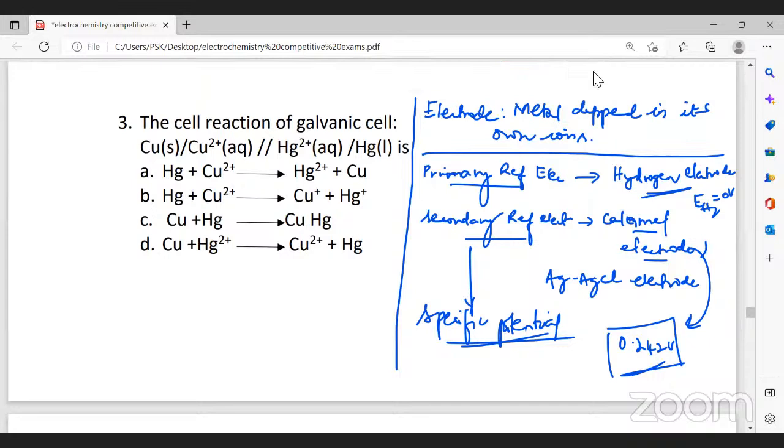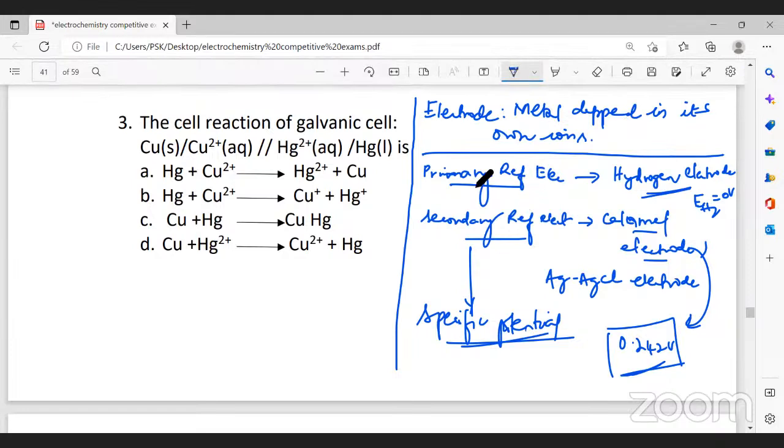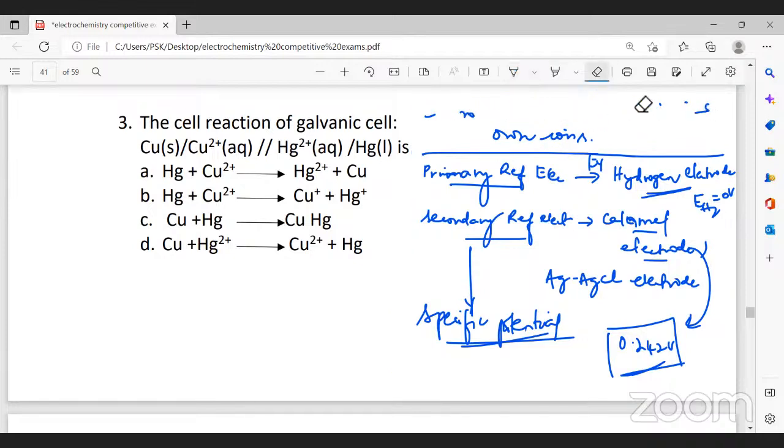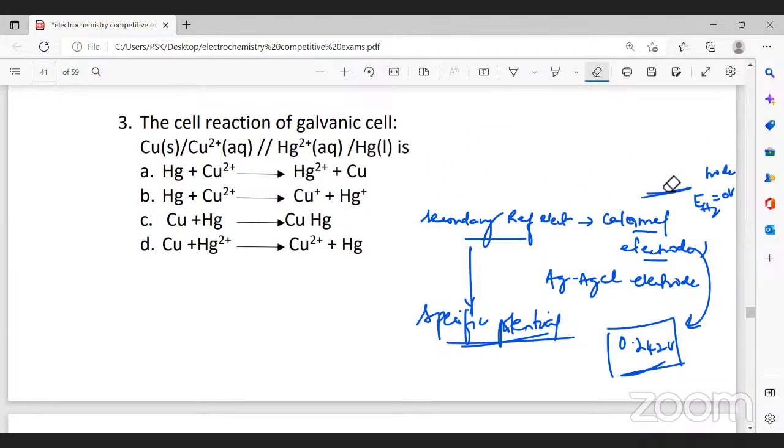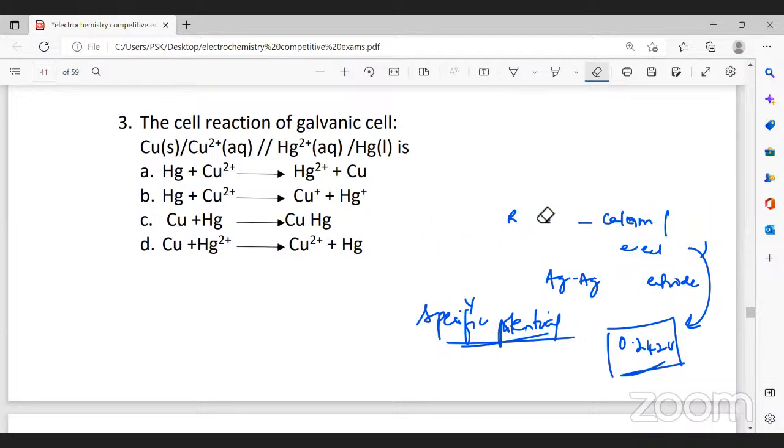What is an electrode? An electrode is nothing but a metal dipped in its own ions. So we learned electrode potential and standard electrode potential. We're talking about reference electrodes, which are of two types. One is the primary reference electrode, for example the hydrogen electrode. The other is the secondary reference electrode, the calomel electrode and silver chloride electrode. Can you remember this? Yes, sir. Now there is an important question which we have to learn for your 12th standard exam.